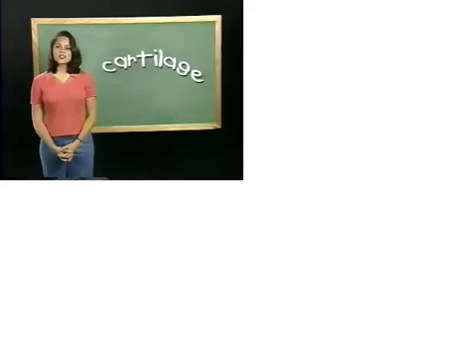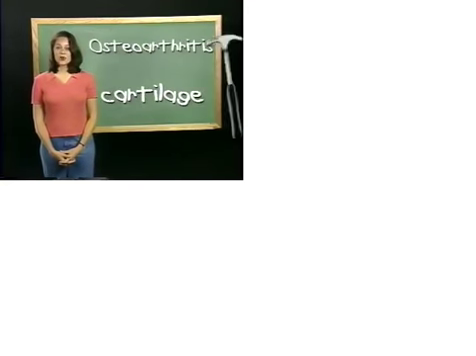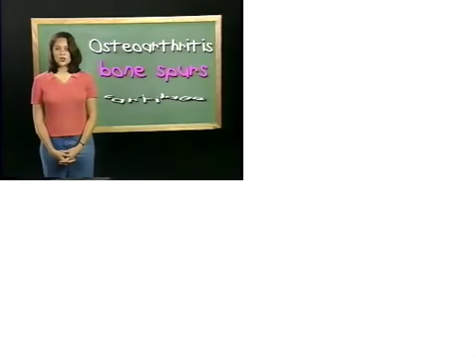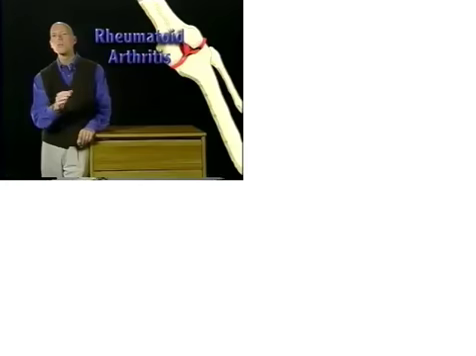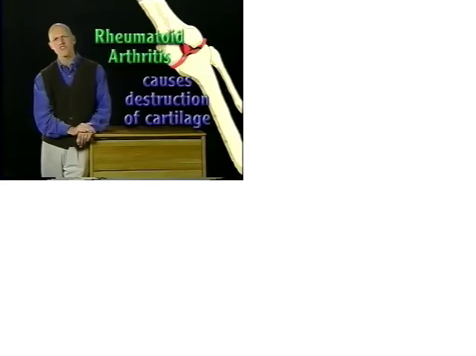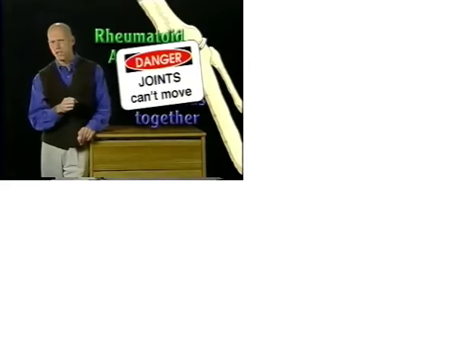You remember cartilage, the flexible material found in joints and other places? Well, with osteoarthritis, cartilage is destroyed. When this happens, little chips of bone called bone spurs form, making movement extremely difficult. Rheumatoid arthritis is another form of arthritis. It causes destruction of cartilage, fusing bone ends together so joints can't move anymore. You can imagine how painful that might feel.